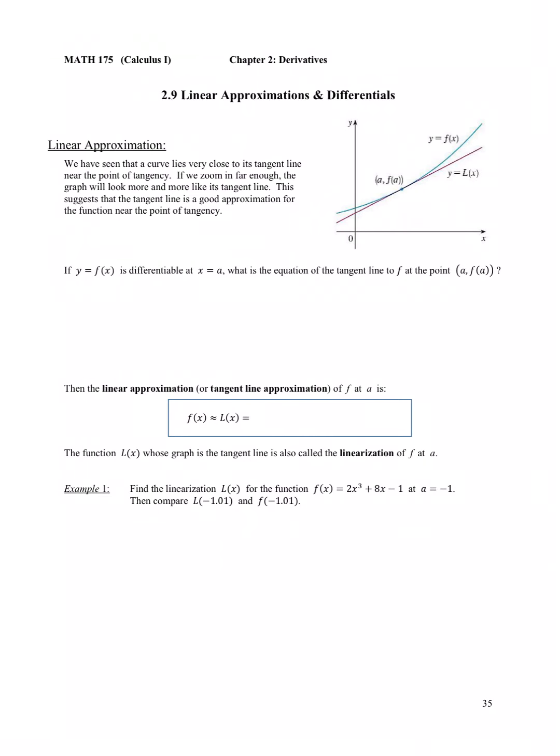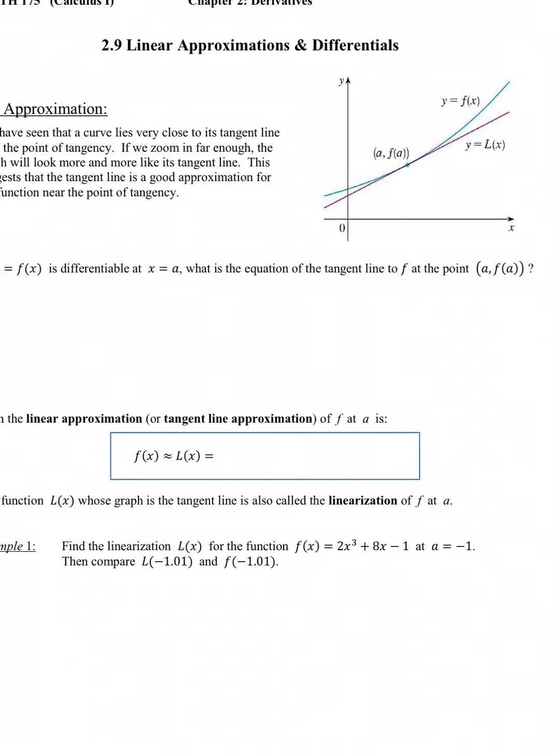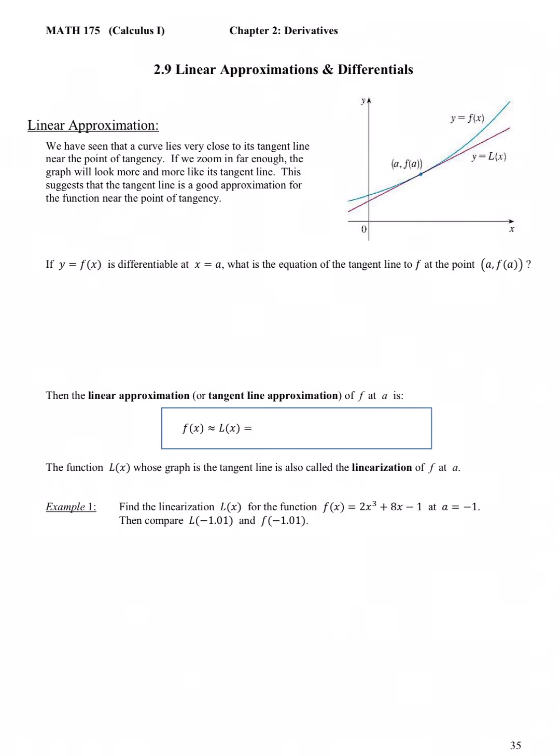Hello everybody, here's a brief introduction on linear approximations. If we have a function that's differentiable at a certain point, what's the equation of the tangent line at that point? We've been seeing this come up over and over again, right? This is just another way of finding the equation of our tangent line.